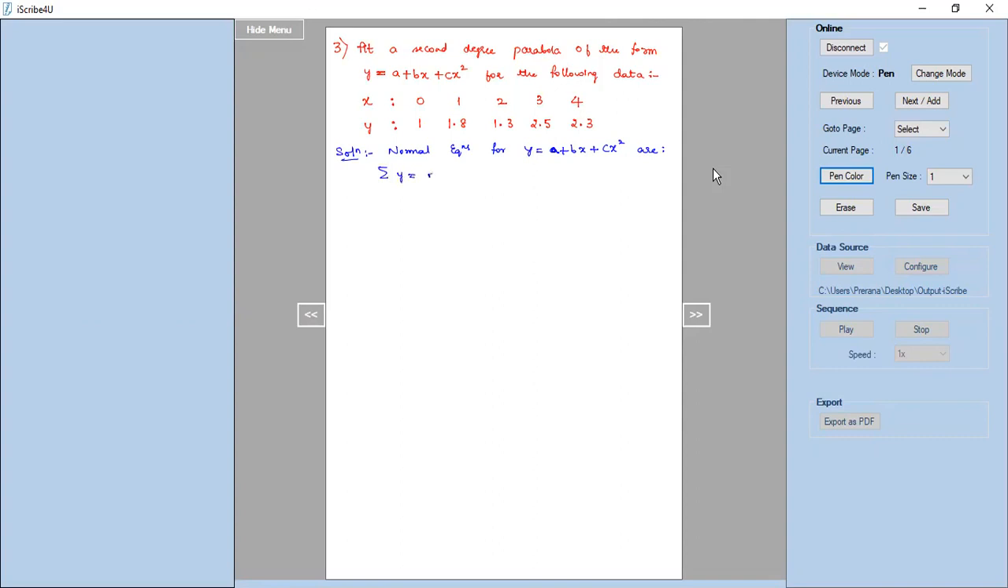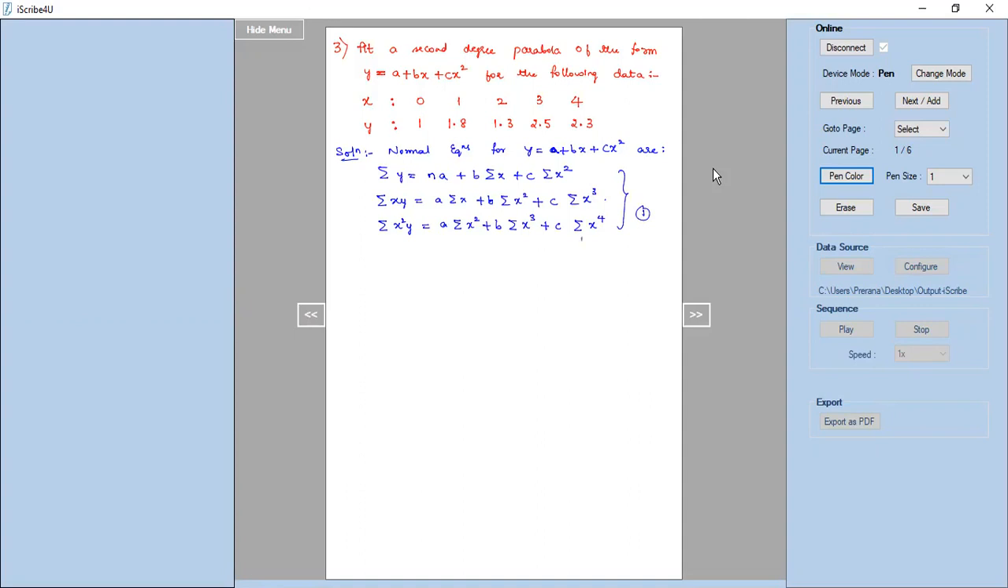Sigma y is equal to a added n times, so na plus b into sigma x plus c into sigma x square. Second one, multiply by x, so sigma xy is equal to a sigma x plus b sigma x square plus c into sigma x cube. Third one, sigma x square y is equal to a sigma x square plus b into sigma x cube plus c into sigma x power 4. Since there are three constants involved, a, b, c, in the second degree parabola, we write out three normal equations.